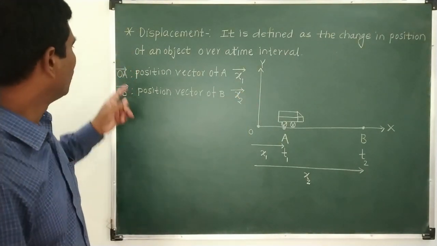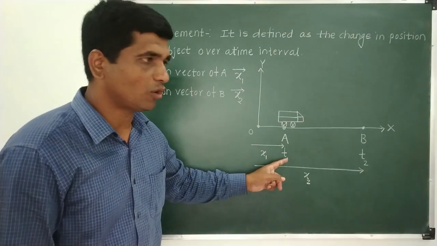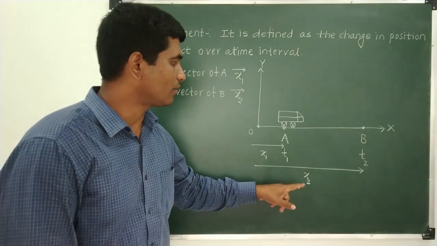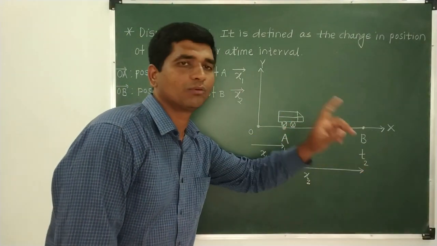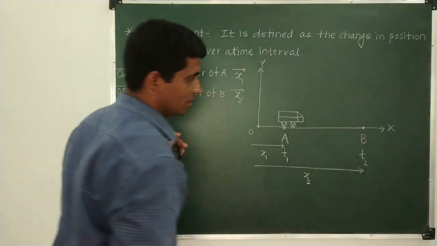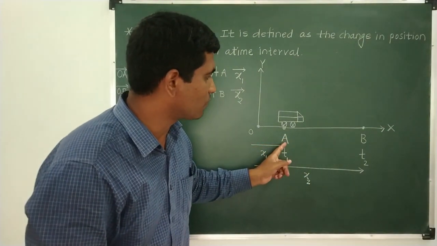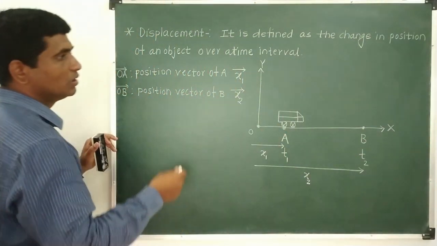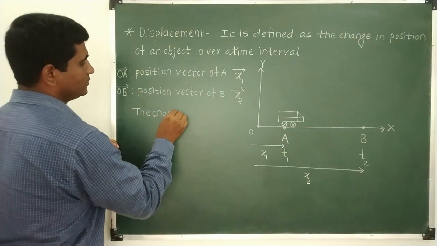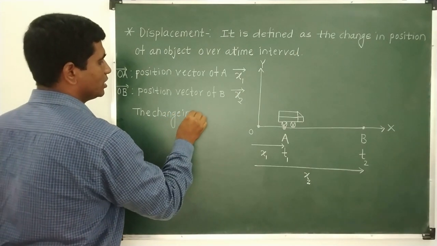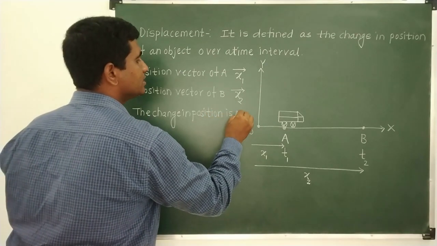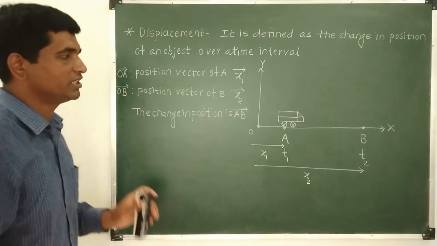Now I know that OA bar was the position of the object at time T1, and OB bar is the position vector of the car at time T2. Now I want to calculate the displacement, that is the change in position. So I know that the car has traveled from point A to point B. So the change in position is AB bar.